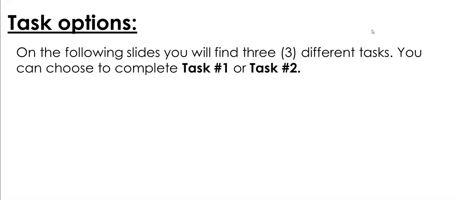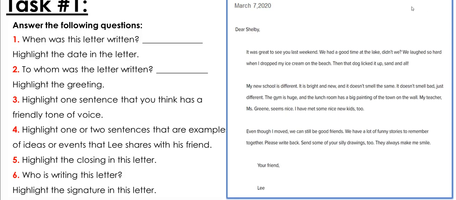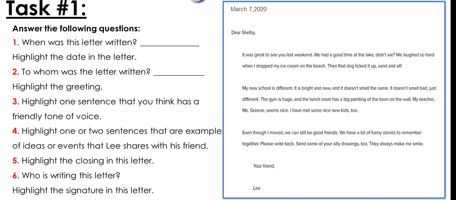Okay, so we have reached the task options. You will see two different tasks, and you will choose to complete task number 1 or task number 2. For task number 1, you will answer the following questions based on this letter. Number 1 says, when was this letter written? Highlight the date in the letter. Date of heading, or heading, right?